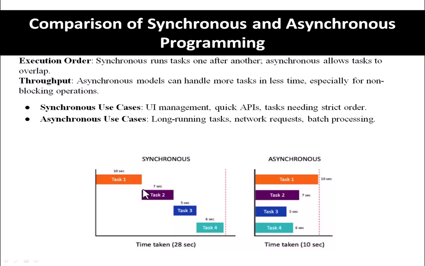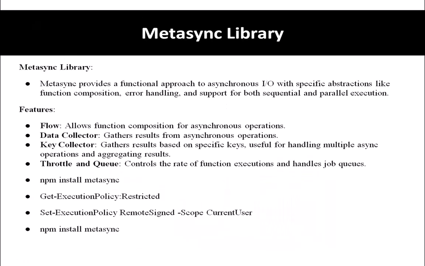In synchronous programming, task 1 has to complete in 10 seconds, then task 2, then task 3, then task 4. So the time taken is 28 seconds. Whereas in asynchronous programming, it is going to take only 10 seconds. For example, task 1 completes in 10 seconds, and in parallel it is also running task 2, task 3, and task 4. So the maximum time taken by a task to complete is 10 seconds, whereas here it takes 28 seconds to complete all the tasks.